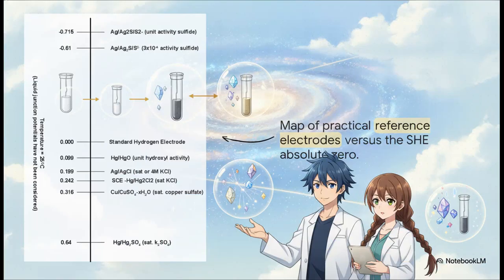Because the SHE is so impractical, we've built a whole map of the electrochemical universe using secondary standards. Notice the practical alternatives mapped against that absolute zero. There's the ubiquitous silver/silver chloride electrode sitting incredibly stably at roughly 0.197 volts. Just below that, the saturated calomel electrode at 0.242 volts. Every single measurement you take with these practical electrodes can be mathematically translated right back to the SHE scale.